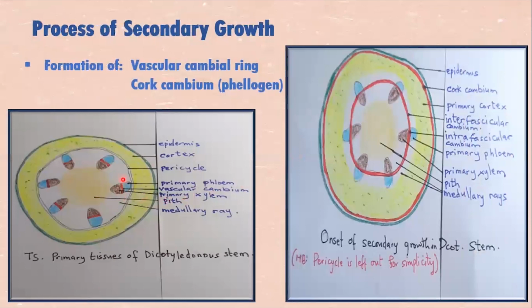Now, look at this primary growth. We have this vascular cambium. We don't have a ring of cambium, but at the onset of secondary growth, a cambial ring is formed here. So we have a cambial ring formed here. And then also, look here, we don't have cork cambium here, but then we have a cork cambium appearing here. This is at the onset of secondary growth. How these form, we will see soon.